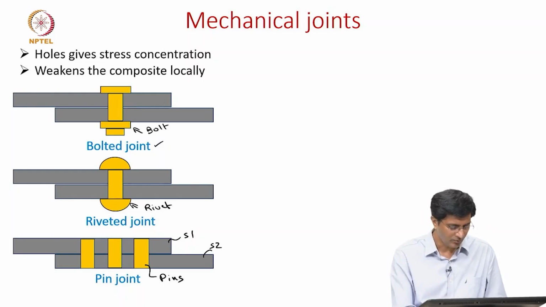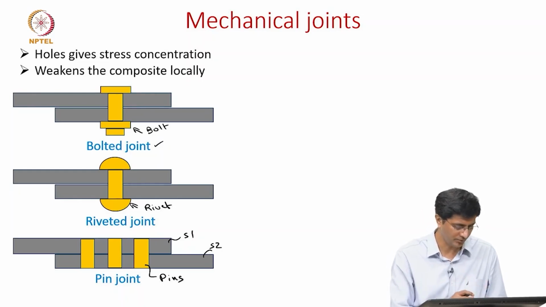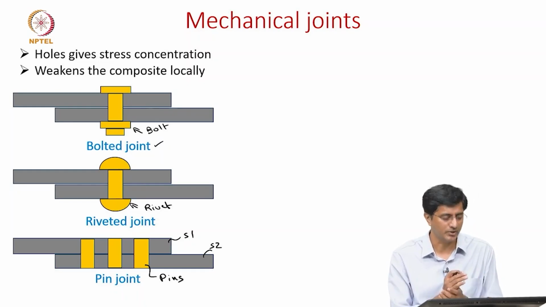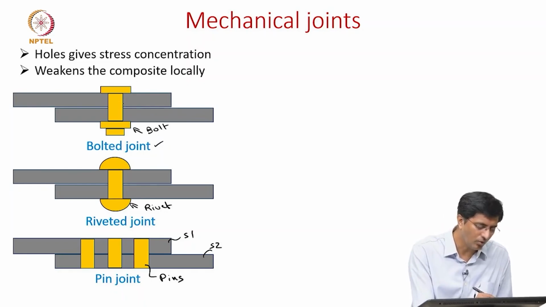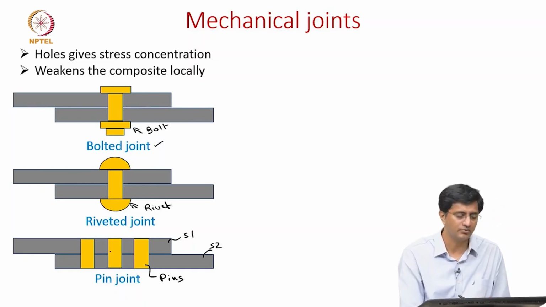So here we will be using not just one, but there will be several of these bolts and rivets or pins which will be used to join these two parts of the components. So what is common with all these mechanical joints is one needs to drill a hole so that this bolt can fit in, or the rivet or the pins can fit in.